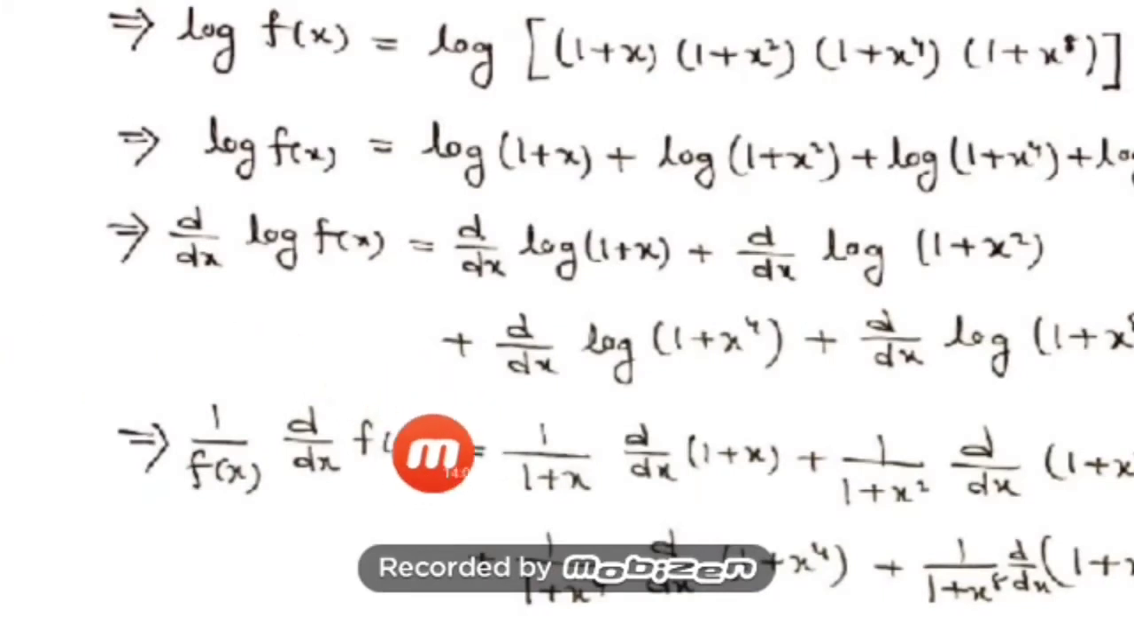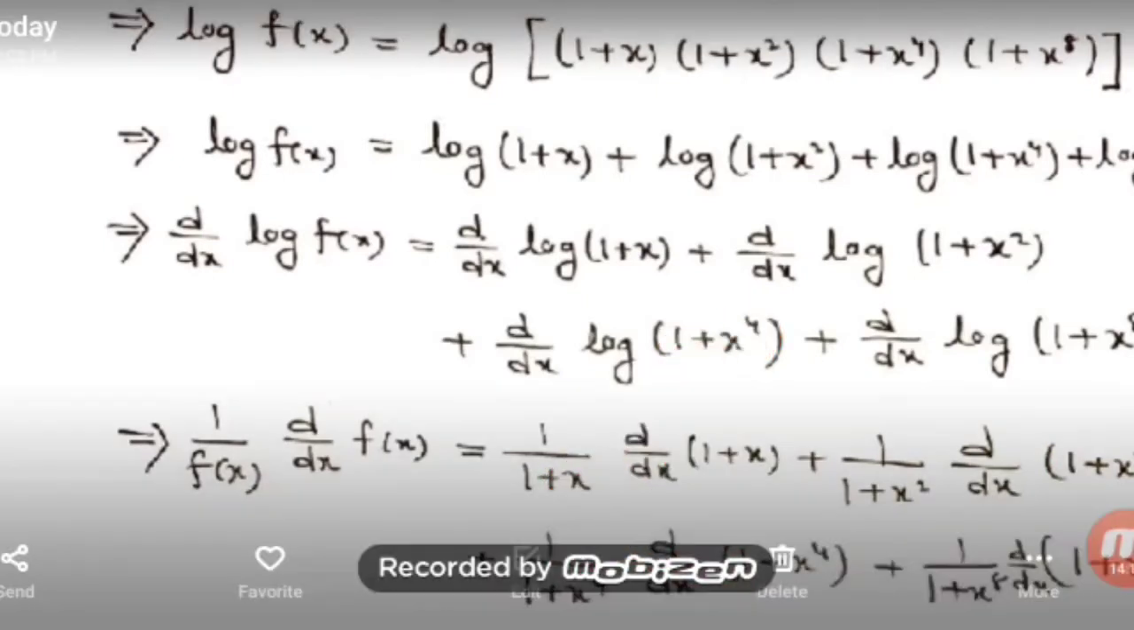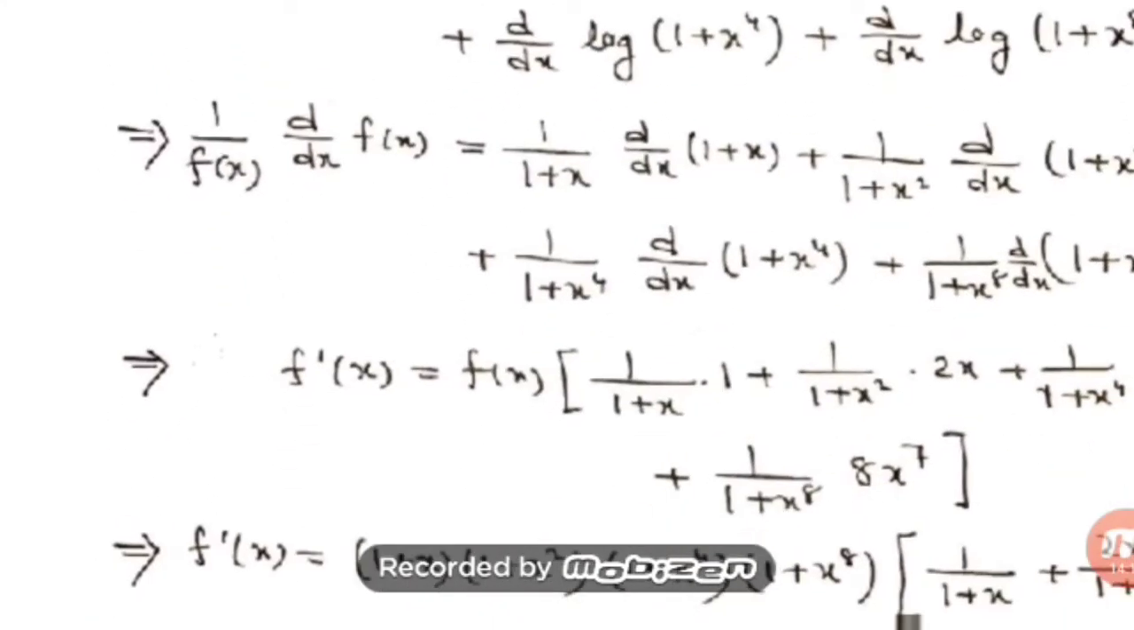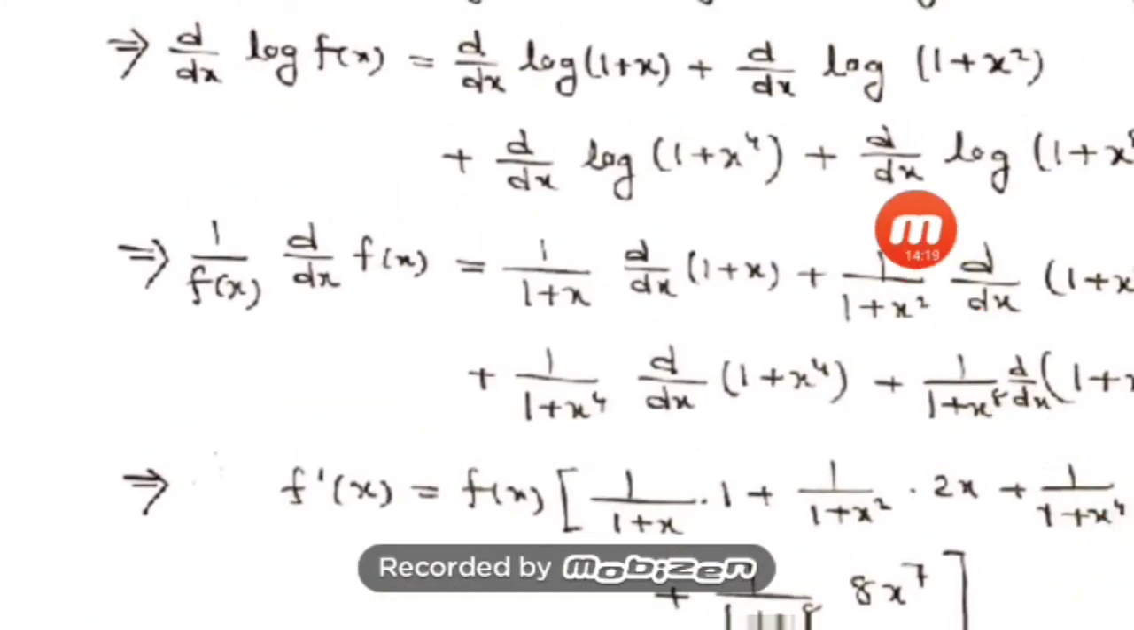Now, this is d/dx of log x. This is 1 by x into d/dx of log of (1 plus x). Again here think of it as x, 1 by (1 plus x squared) times d/dx of this one. Again think of it as x, d/dx of log x is 1 by x, so 1 by (1 plus x to the power 4) times d/dx of (1 plus x to the power 4). And similarly, d/dx of log of (1 plus x to the power 8) is 1 by (1 plus x to the power 8) into d/dx of (1 plus x to the power 8). Then I bring this f(x) to the right side, and d/dx of f(x) is f dash x. f(x) is this, keep it as it is.